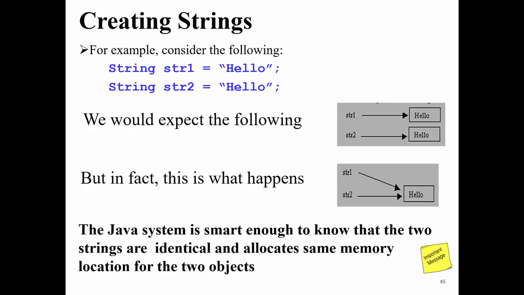Java is smart enough, and I don't know whether you think it's smart enough or not. Java knows that these 2 strings have the same state, so it makes an alias. We actually create one object, and we refer to this object by the variable names str1 and str2. So this is aliasing. Aliasing is a powerful tool, but it needs to be used carefully.